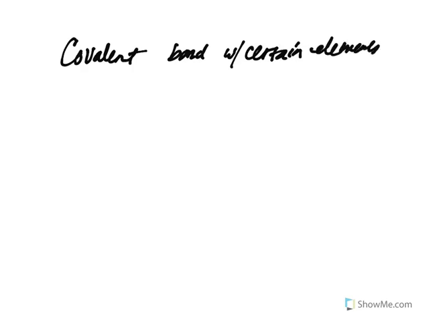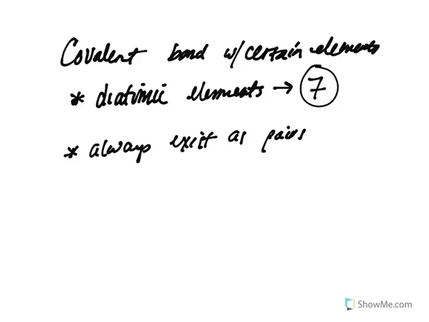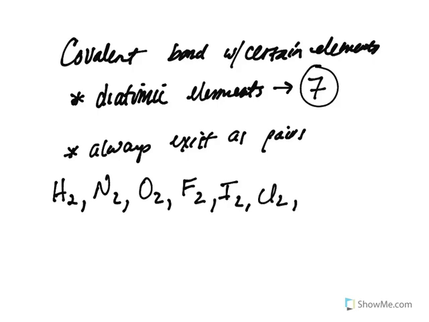And we call those elements the diatomic elements. So these are elements whose atoms never exist by themselves. And there are a total of 7. And you should know these for later. And they always exist as pairs. And those 7 elements are hydrogen, nitrogen, oxygen, fluorine, iodine, chlorine, and bromine. Let's count 1, 2, 3, 4, 5, 6, 7.